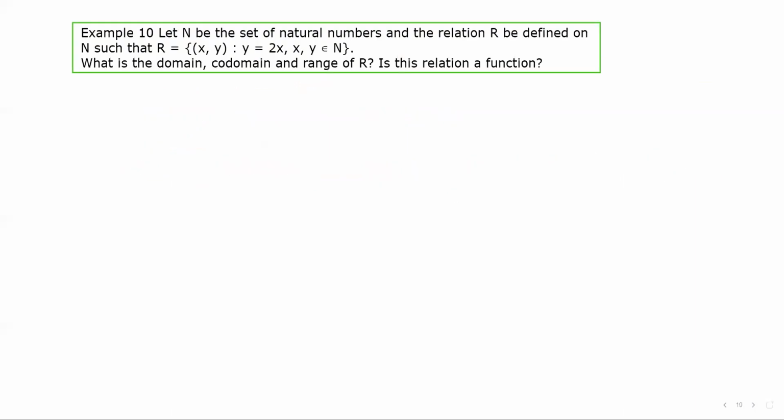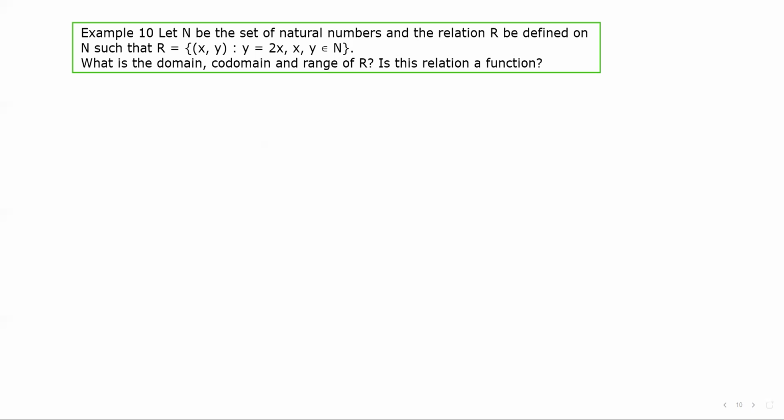Next, question 10. Let N be the set of natural numbers and the relation R is defined on N such that R is given as (x, y), where y is equal to 2x, and (x, y) belongs to natural numbers. You have to find the domain, range, and codomain of R, and then you have to determine whether this is a function or not. Only some relations are functions, and anything is a function only if the element of set A, or the first value of your ordered pair, has one and only one image, which is the second value of your ordered pair.